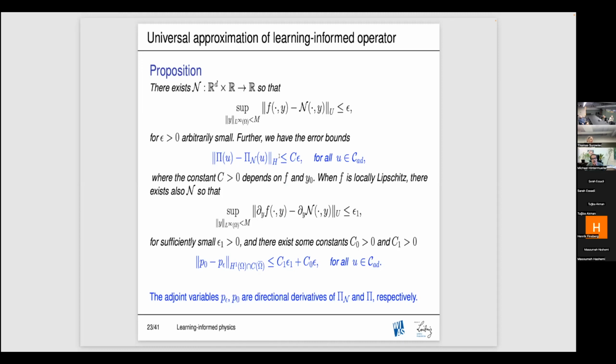And the same, of course, is true under regularity assumptions on f, and the derivative of f and the neural network function N for the adjoint states, pi 0 minus pi epsilon. Now you have errors which are on the one hand epsilon, which comes from the zero order approximation quality, and epsilon 1, which comes from the first order approximation quality of f versus N.